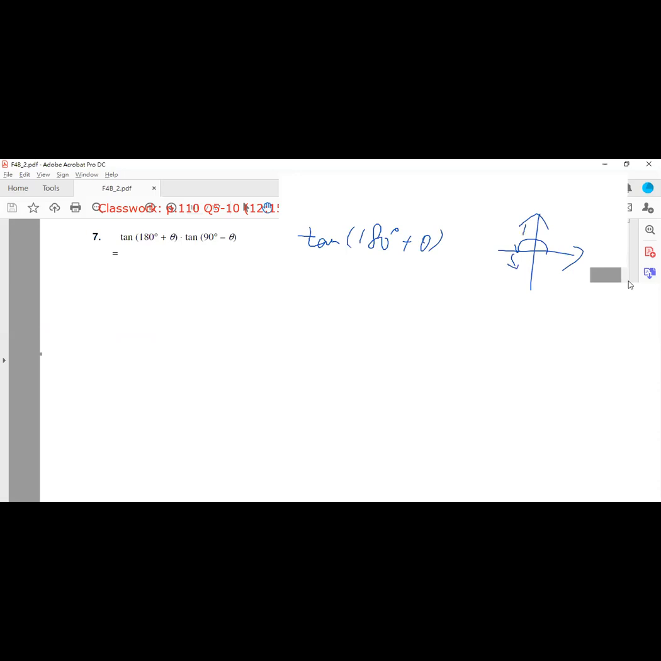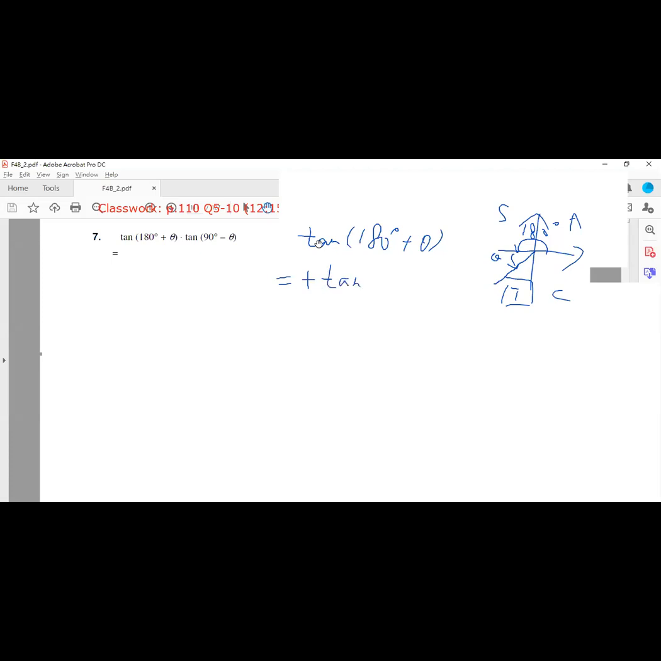Okay, this is 180 degrees. This is theta. And then the side is stopping at this box. So according to the ASTC rule, the side is stopping at the T box. And I am tangent this time. So I get a positive and copy the tangent.